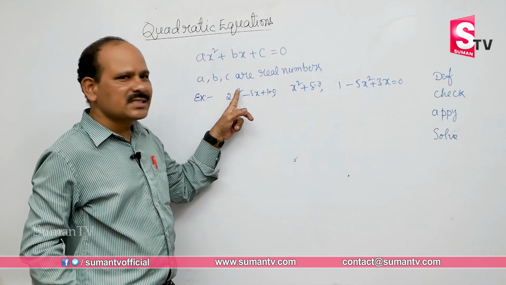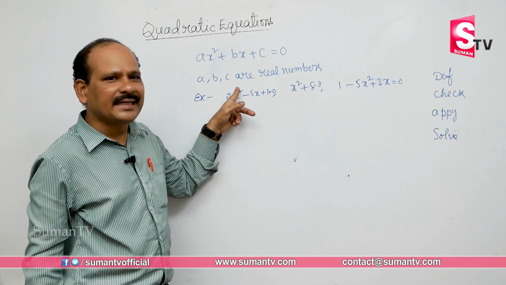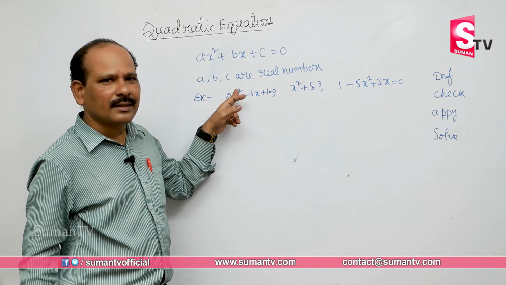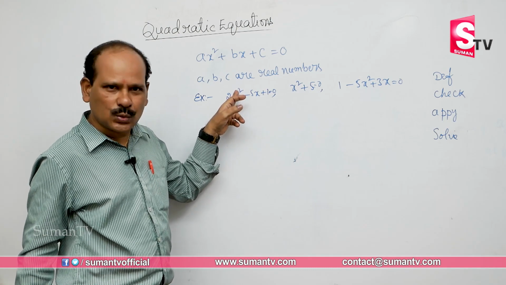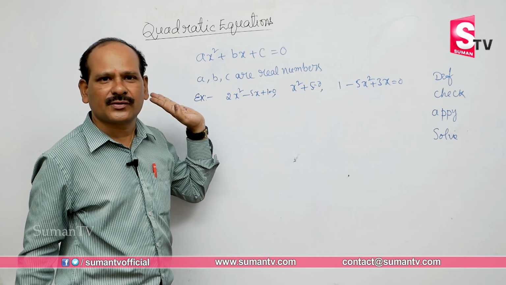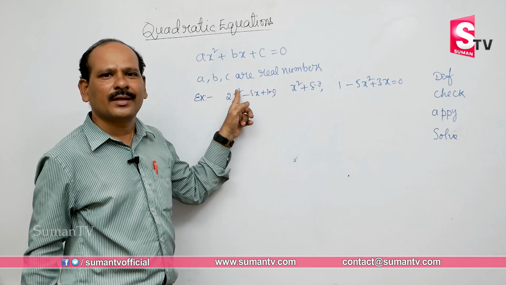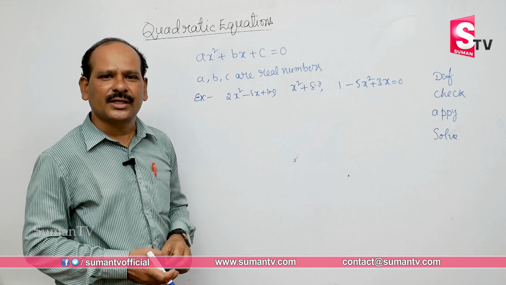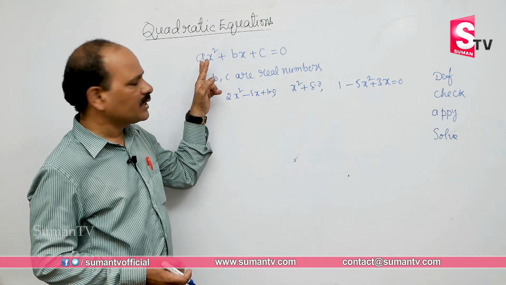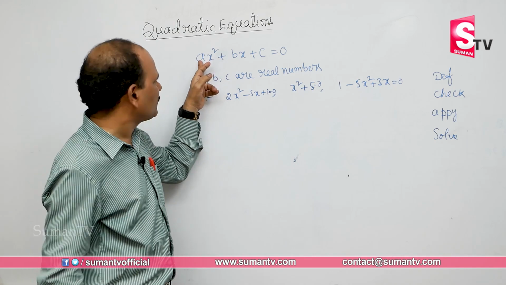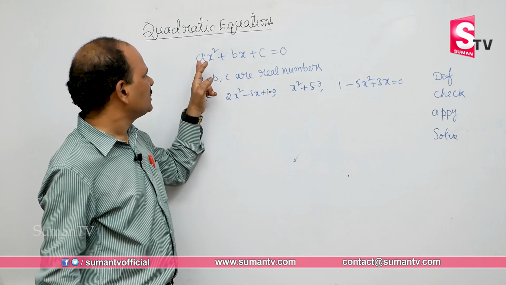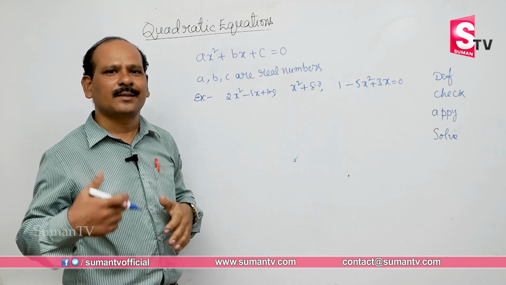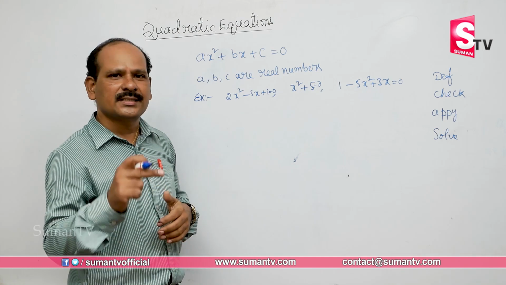Because the degree is the highest power. Whenever an equation has degree 2, that equation is called a quadratic equation. Simply, when you have the highest power as 2, we can say that equation belongs to quadratic equation. Every quadratic equation is in the form ax square plus bx plus c is equal to 0 when we write the powers in descending order.